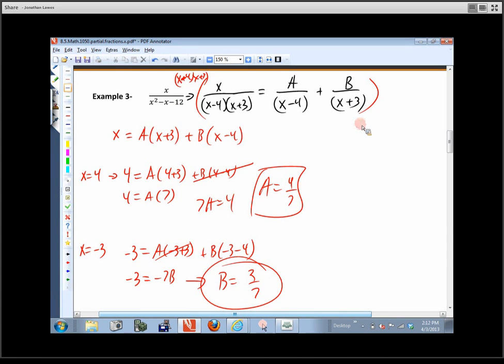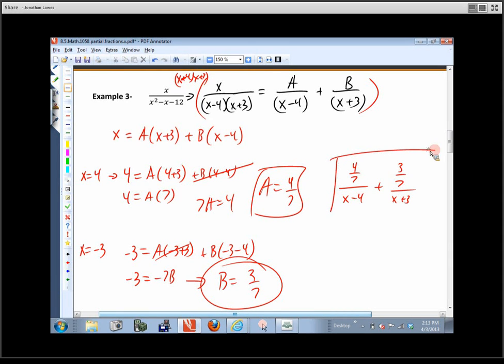So its parts could be written like this. Now, I don't mind you writing it like this. If there's one of these on the test, go ahead and do it this way. So this would be 4 sevenths over x minus 4 plus 3 sevenths over x plus 3. That's totally fine with me.